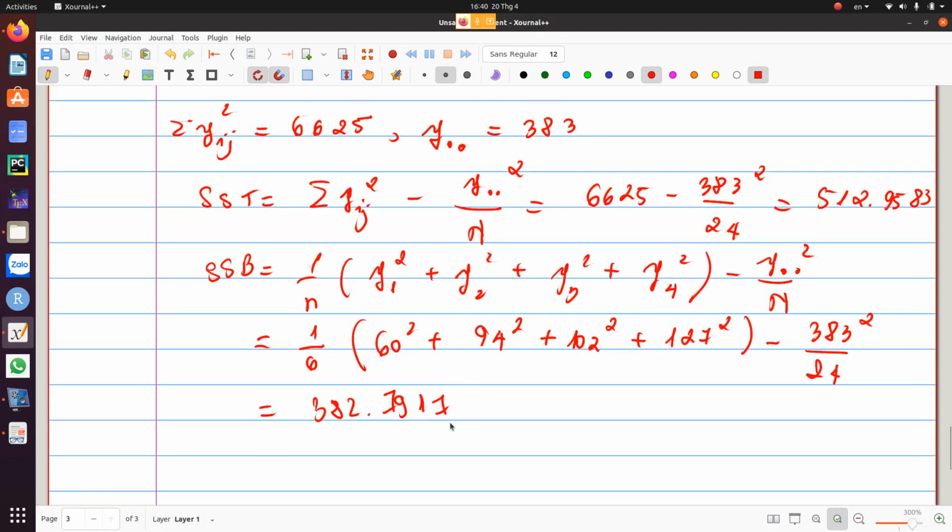Okay, now we're able to get SSE, the sum of squares error, equal to SST minus SSB. Okay, and tell me the value. 130.1667. Okay.